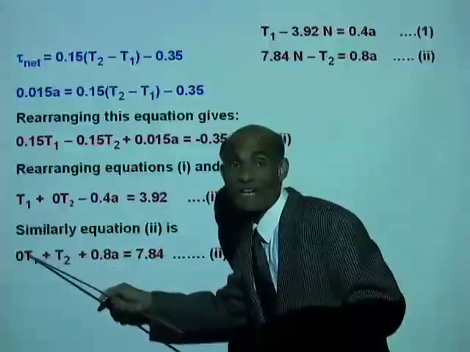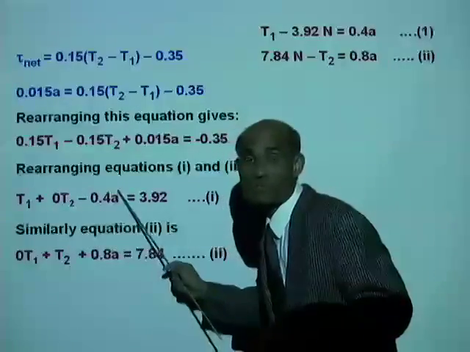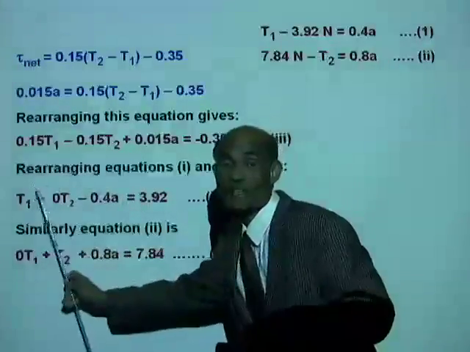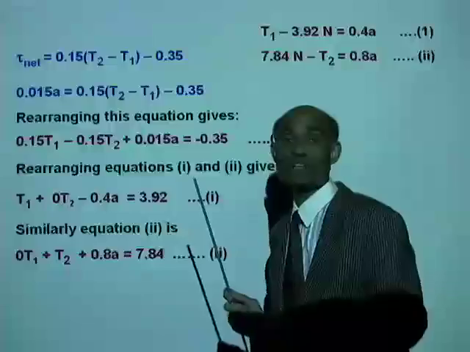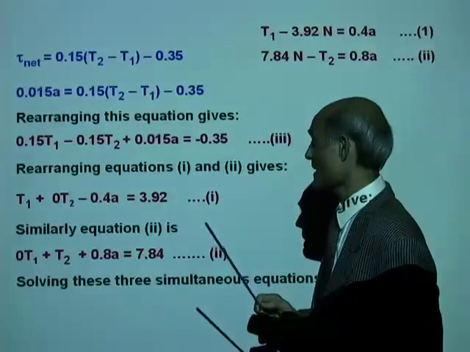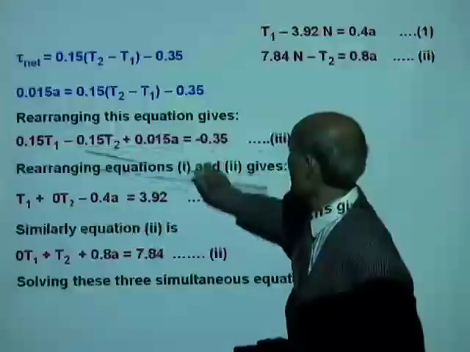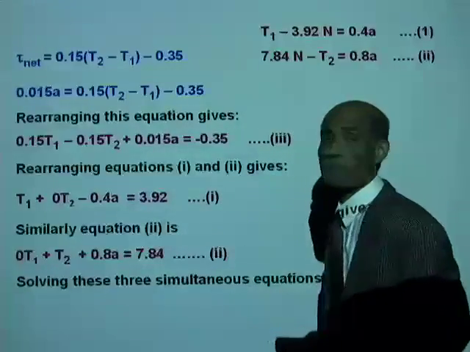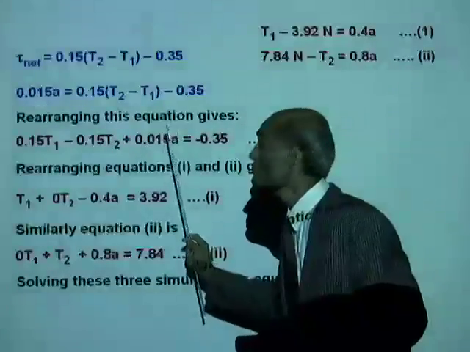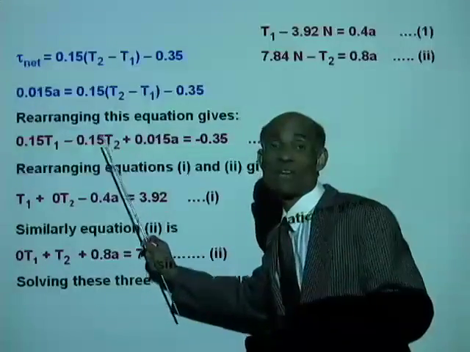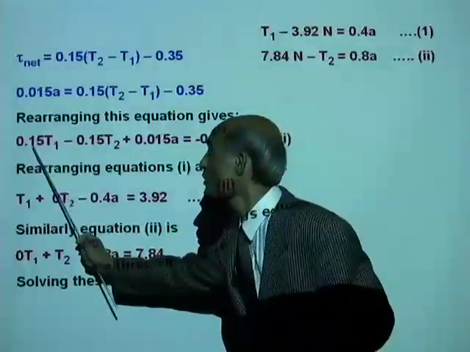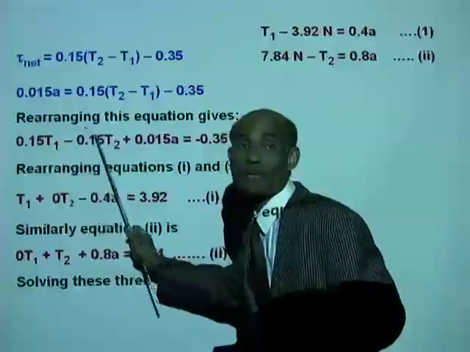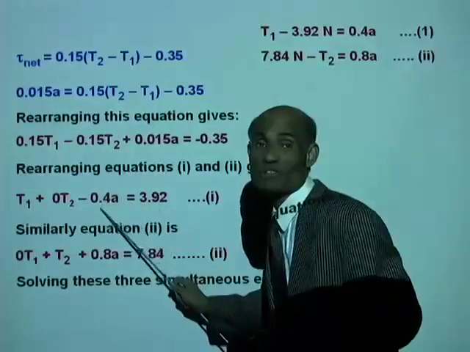We are aligning T1, T2 and A on the left side and writing the constant numbers on the right side. And now you have equations 1, 2 and 3. Okay, I want you to make a matrix using these coefficients. It will be a 3 by 3 matrix.